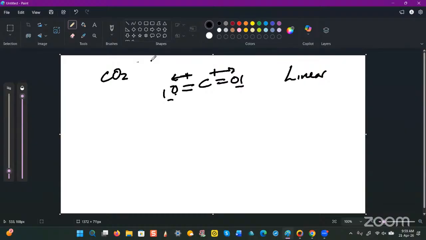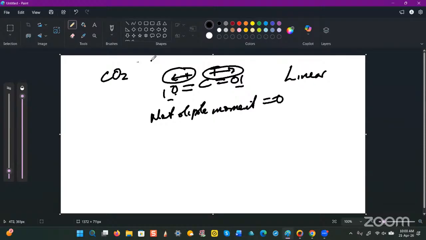And because these two oxygen atoms are identical, that means that the size of this dipole would be exactly the same as the size of that dipole. And because they're linearly opposed, they're acting in opposite directions. That means that the net dipole moment is equal to 0, which means that CO2 is nonpolar. All right, and that's it.